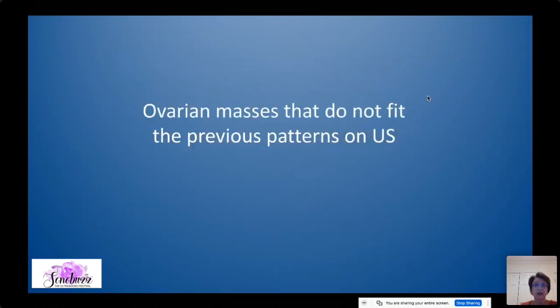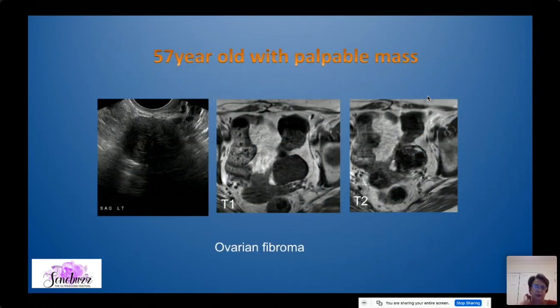Now, to finish, I want to talk about ovarian masses that do not fit the previous pattern, right? So they're not clearly benign, they're not clearly malignant. So what do we do? And this is where MR really plays a critical role. So this is a good example.